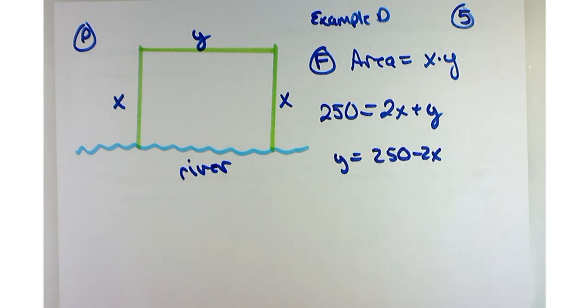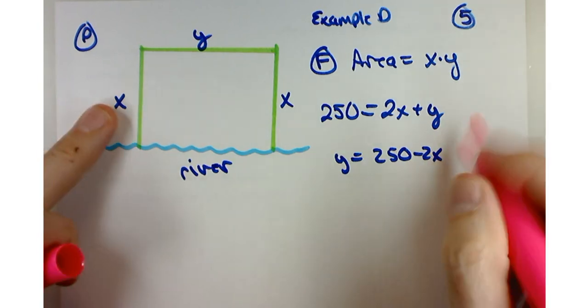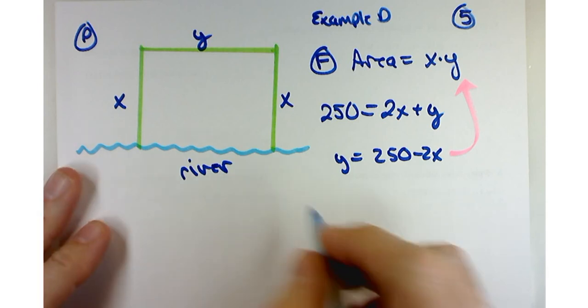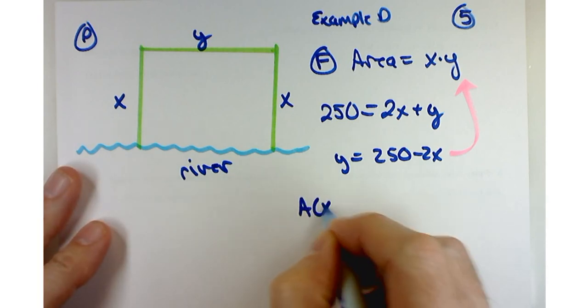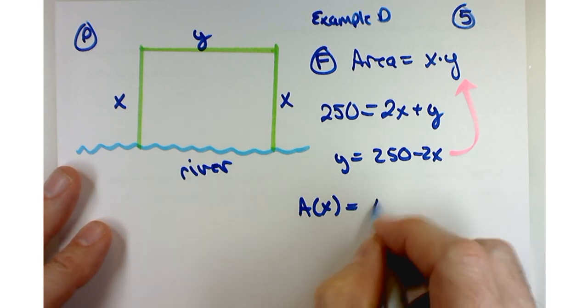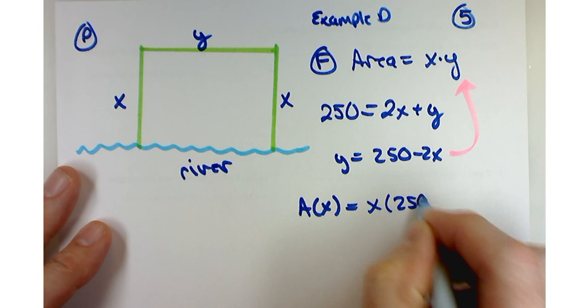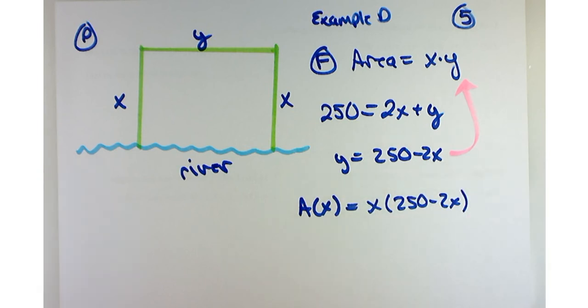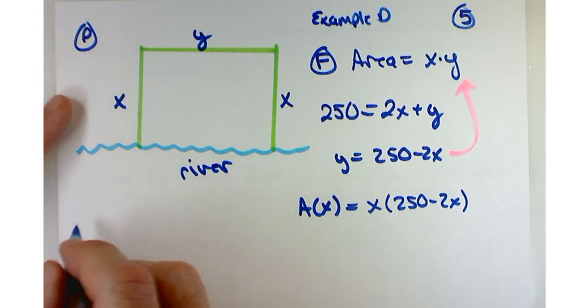And now I can plug that into my equation up above. Plug that in here. And that gives me, we can call it A of x, because it now depends on just that one variable. A of x is x times 250 minus 2x. So yeah, that's looking pretty good. Now you can distribute that and whatnot, but let's see here.